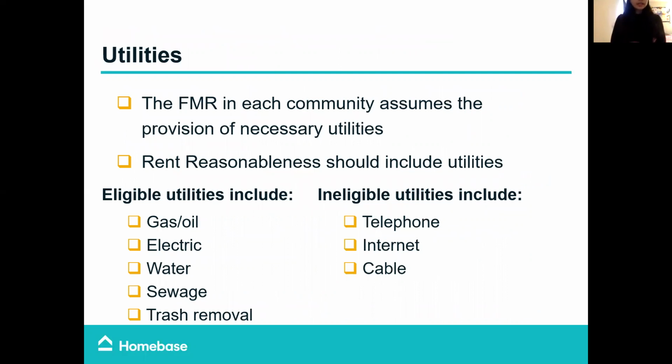Because the FMR includes utilities in its estimate, rent reasonableness must consider the entire housing cost that, according to the lease, is the responsibility of the tenant. So rent reasonableness should include utilities such as gas and oil, electric, water, sewage, and trash removal. And again, costs such as telephone, internet, cable, satellite fees are ineligible utilities and should not be included. Furthermore, gross rent does not include late fees that a participant may accrue for failing to pay rent in a timely fashion.